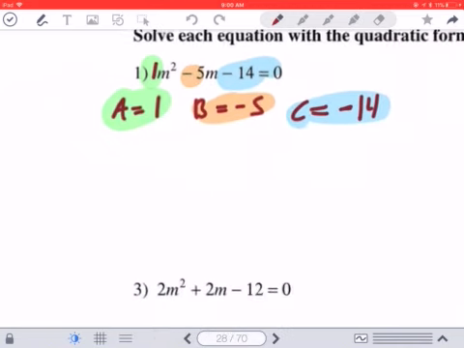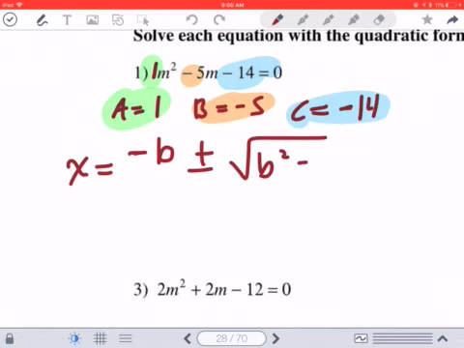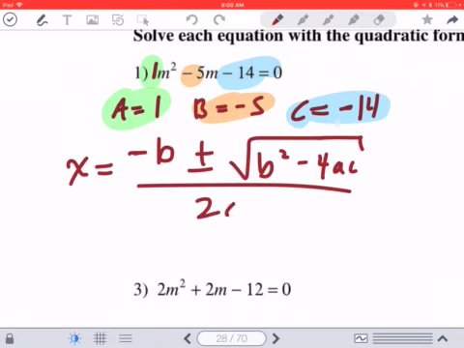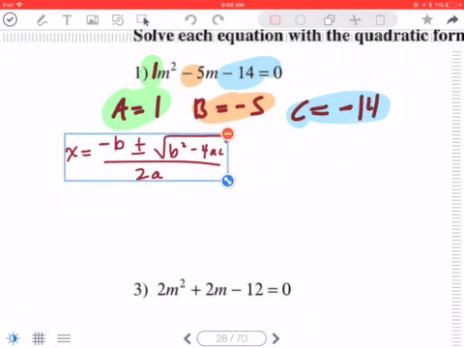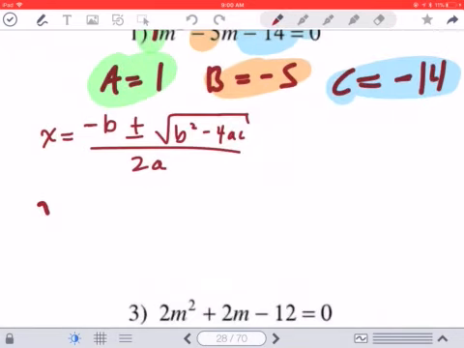Okay, then I'm always going to write out the quadratic formula. I'm going to write x equals negative b plus or minus the square root of b squared minus 4ac. All of this is in the square root, all over 2a. And I will shrink this up.